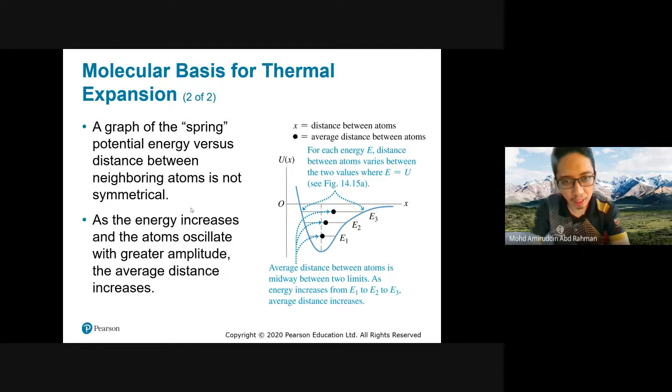But you can see that it does not increase linearly. Based on the graph, it is more like a polynomial expansion. So that's the concept of thermal expansion.